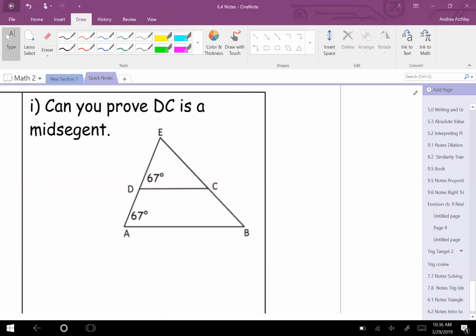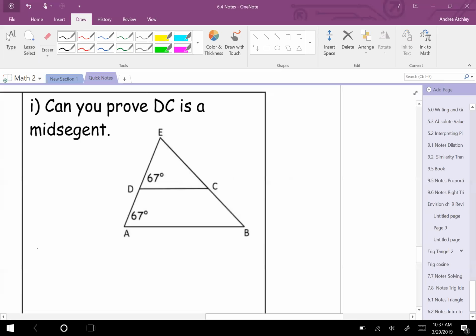Okay, so remember mid-segment, we know two things. We need to prove one or two things. Either that this piece is congruent to this piece, and this piece is congruent to this piece, or by proving these lines are parallel. That's the mid-segment theorem. If the lines are parallel, then I can say those are mid-segment. So can I prove that DC is parallel to AB? Yes, I can, right?